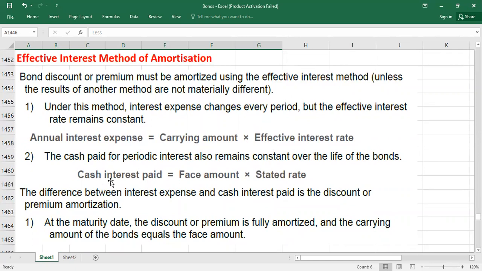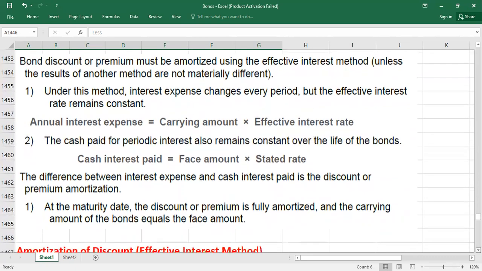If you want to calculate the cash interest paid, it is the amount of interest which you pay as per the stated rate, and it is the actual cash payment. So you take face value multiplied by the stated rate. To solve every point, we need to prepare the amortization schedule first, and then we can solve every question. So here we go, let's prepare the amortization schedule by using the effective interest method.